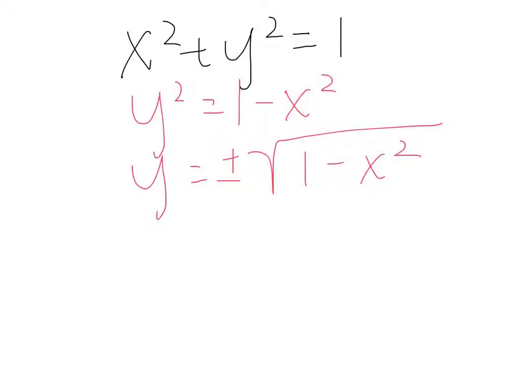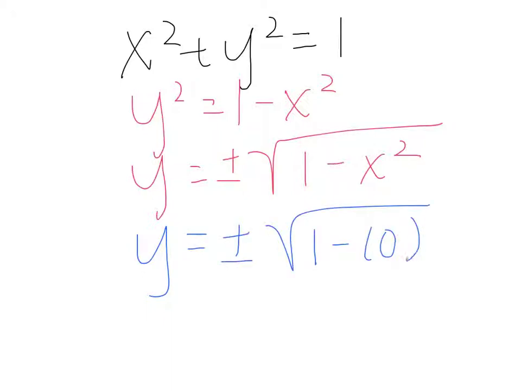So say we were to plug 0 in. Y equals plus or minus the square root of 1 minus 0 squared. 1 minus 0 squared is, of course, 1. Therefore, y equals plus or minus 1. It can either be negative or positive 1, which means that this equation is not a function.